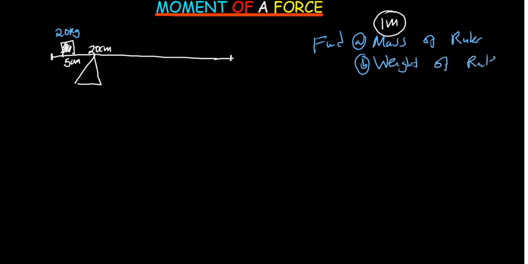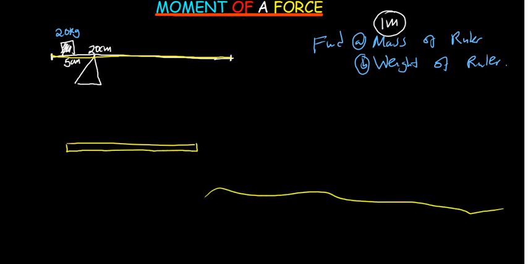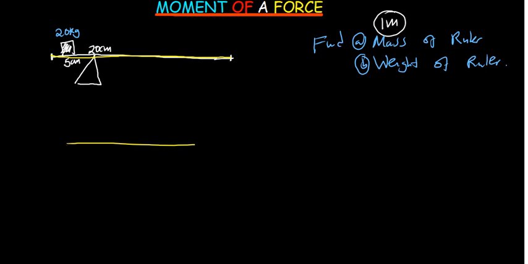So how are we able to find the mass and the weight of the ruler? To be able to do that, we are assuming this is a uniform meter ruler. What we mean by uniform is that the mass is distributed equally. It doesn't go like this. If this ruler is uniform, the mass of this ruler is concentrated at its middle.